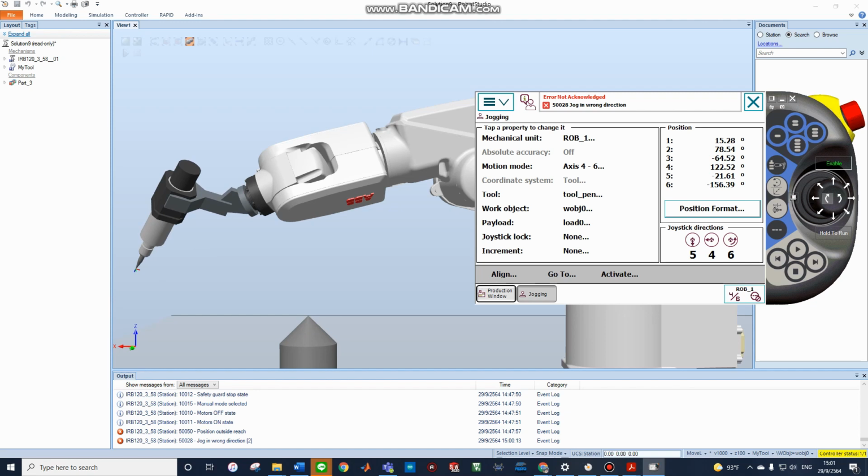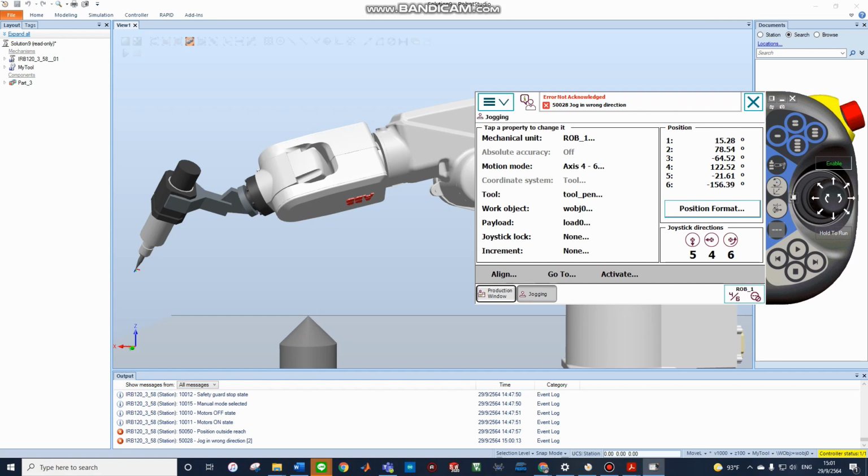The joint motion key has mechanical unit, activation switch, and linear. And this is group 1 and group 2: group 1 is axes 1, 2, 3, and group 2 is axes 4, 5, 6. And this is the activate, deactivate incremental jogging.